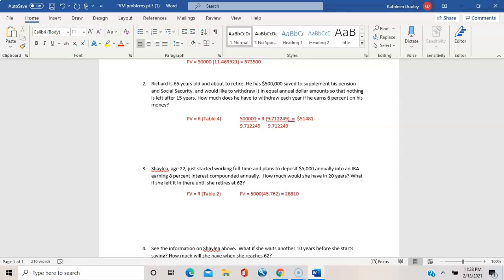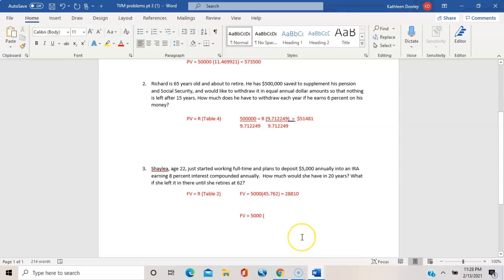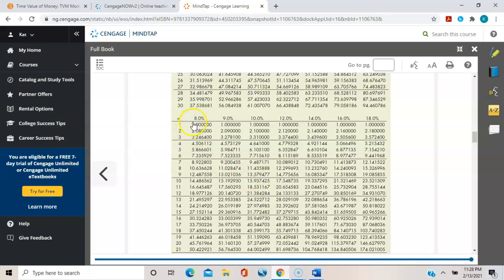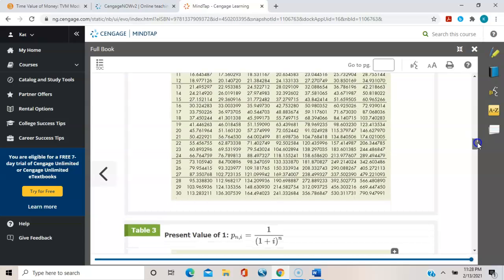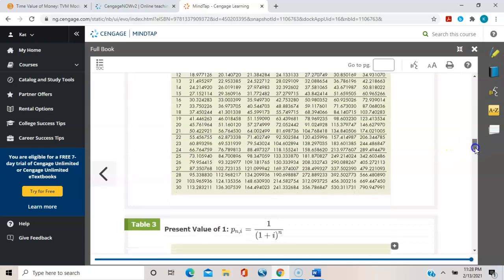Okay, now what if she waited till she was 62? So that's going to be the same formula. Only now we're going to say FV equals 5,000. And we're going to look up 8% at 40 years. So here's our 8%. We're going to go down to 40 years. Oh, they don't have 40 years.